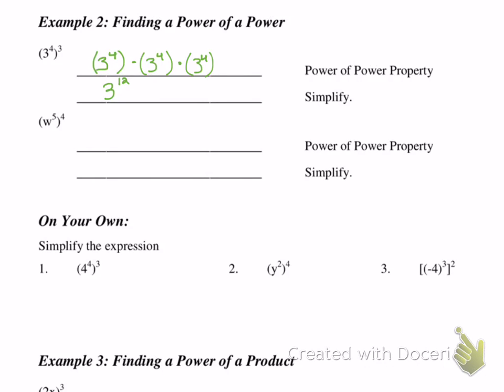Now, I'm going to show you an even better shortcut instead of having to do this step right here. With w to the 5th power raised to the 4th power, you can actually multiply the exponents. So 5 times 4, so w raised to the 5 times 4 gives me w raised to the 20th power. Again, this is a different situation when you don't have the same base, but you have something called the power of a power. Okay? So that's the shortcut for when you have an exponent raised to another exponent.